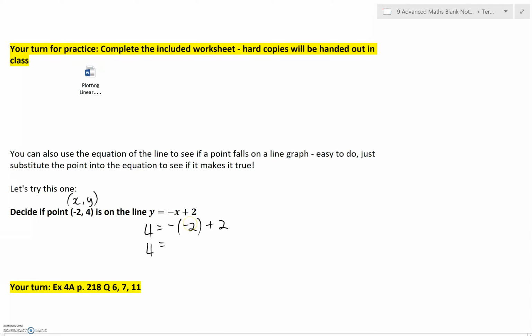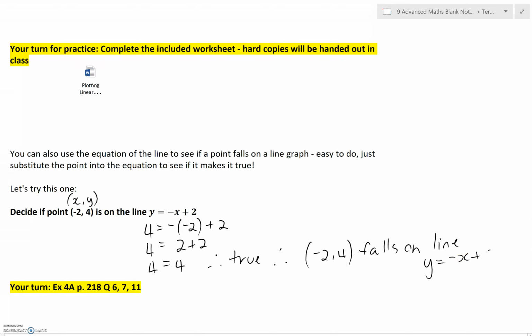So negative (-2) is positive 2, plus 2. So of course, okay, therefore it's true. Therefore, (-2, 4) falls on the line y equals -x plus 2. So you could choose to split both sides and work out the left-hand side and then the right-hand side and then compare, or you can write it something like this. Up to you.